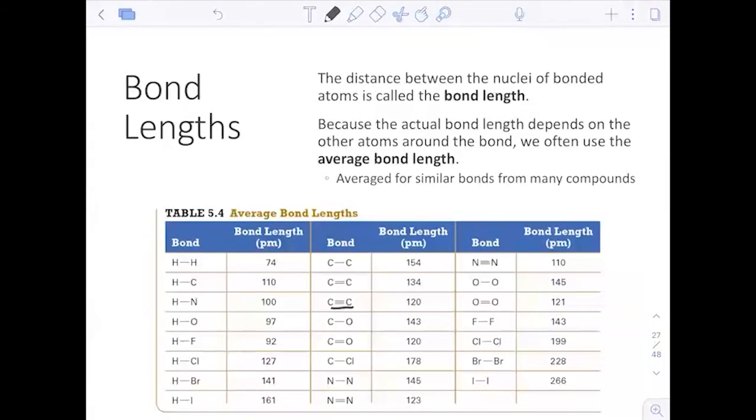Triple bonds are a very short bond. Double bonds are a little bit longer. Single bonds are a little bit longer. These are averaged. Again, you would not need to memorize the number, but you should know the general trend.